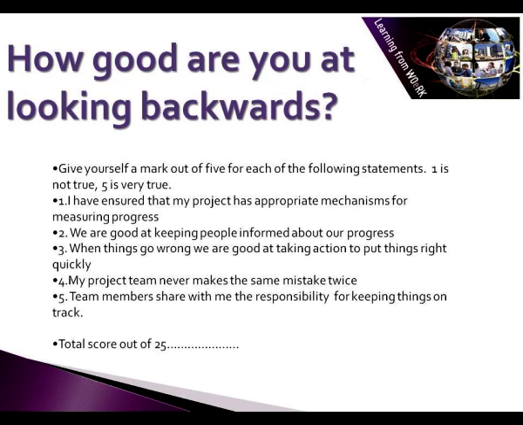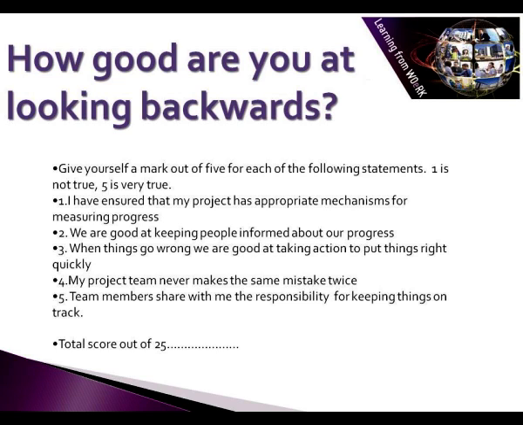Number 2. We are good at keeping people informed about our progress. 1 is not true, 5 is very true. What score would you give? Number 3. When things go wrong, we are good at taking action to put things right quickly. So what score would you give yourself on that one? 1 is not true, whereas 5 is very true, somewhere in the middle maybe. Number 4. My project team never makes the same mistake twice.